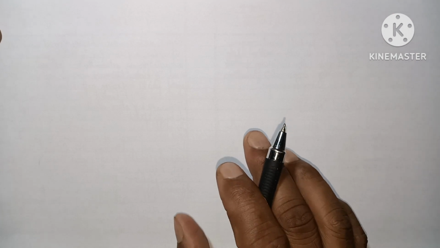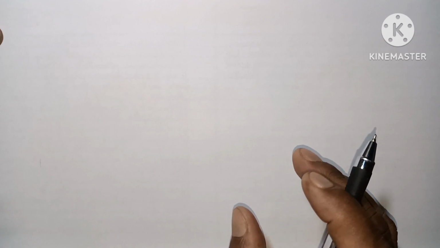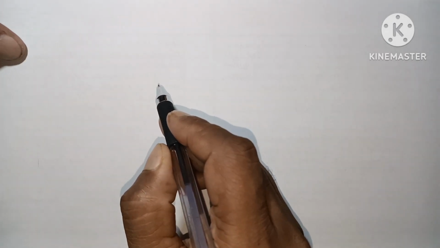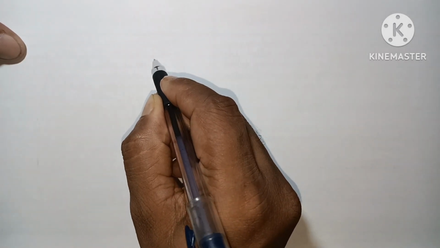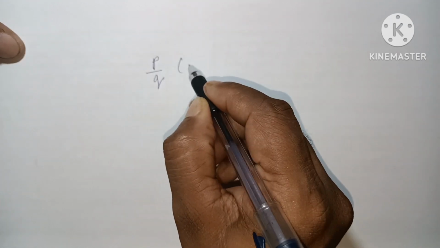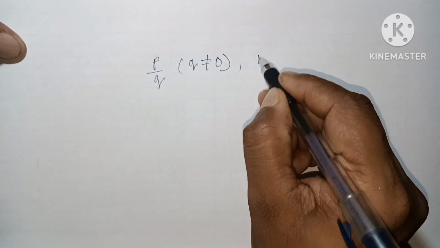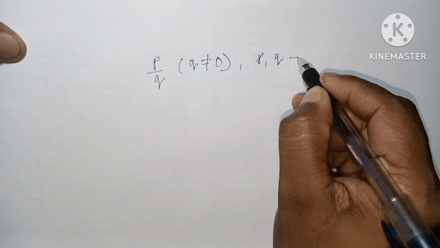In this video we discuss the decimal expansion of numbers, which we call rational or irrational numbers. To begin the topic, let's discuss some important things. The numbers which are written in the form of p by q, in fraction form, where q is not equal to 0 and p and q are integers.